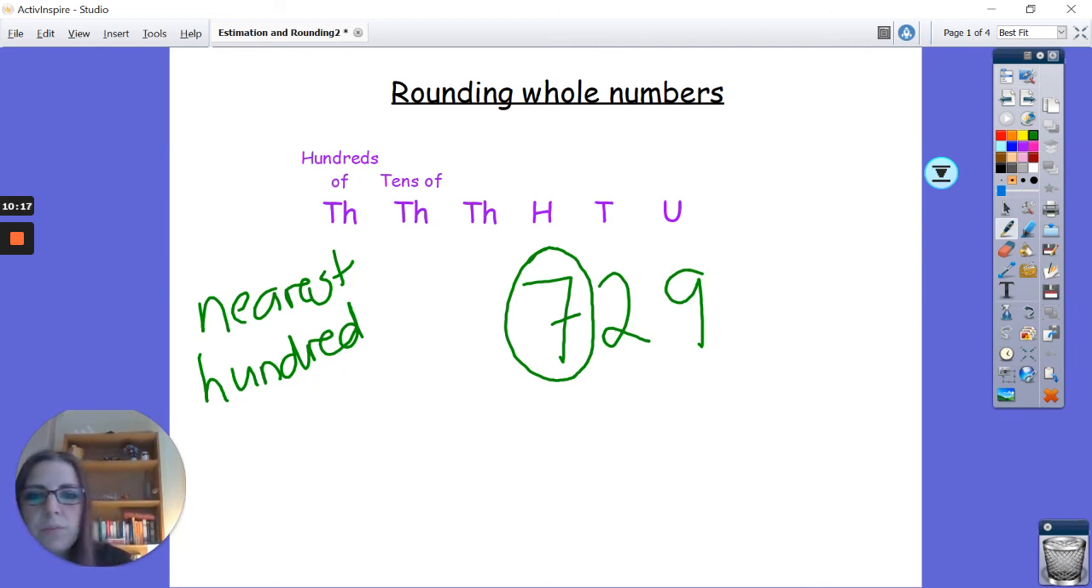We follow our rule. Number after the one we're rounding to tells us what to do. It's less than 5, which means we're staying the same. So 729 to the nearest 100 becomes 700.